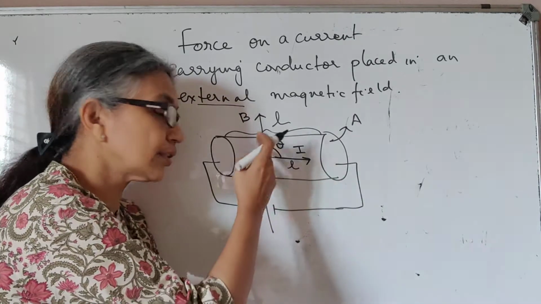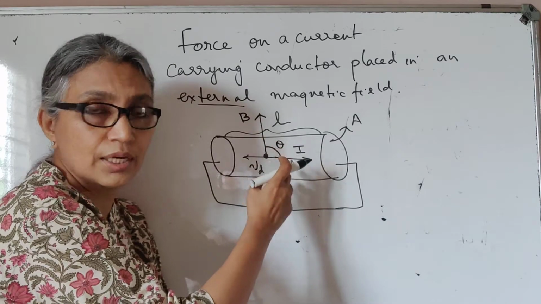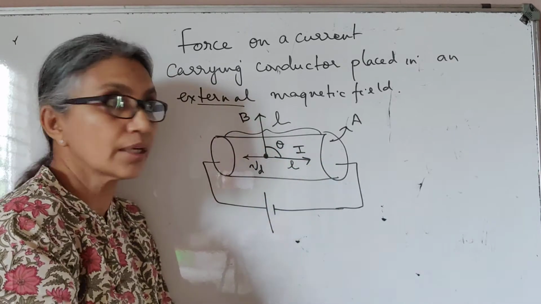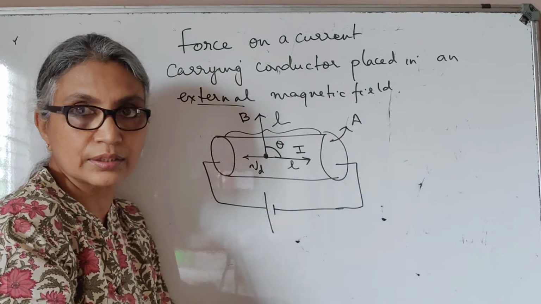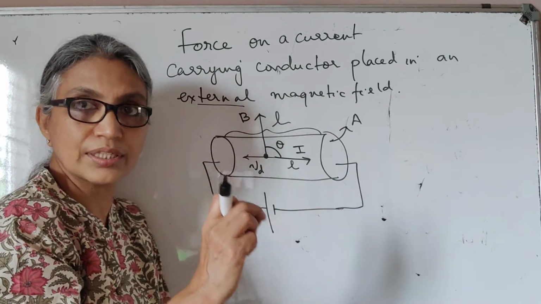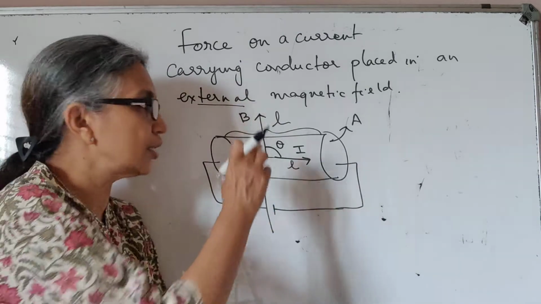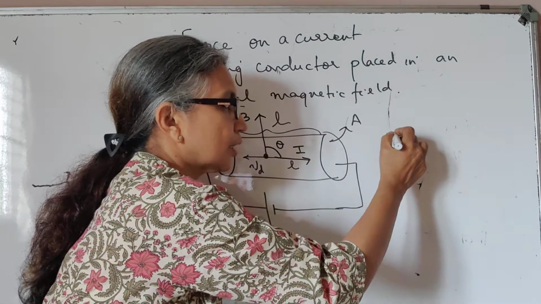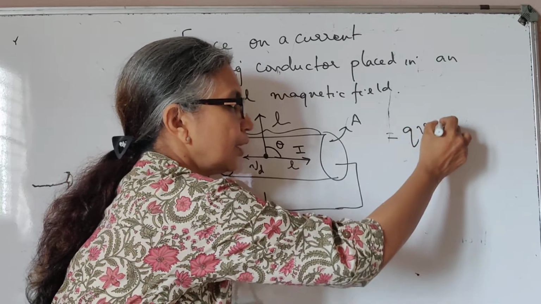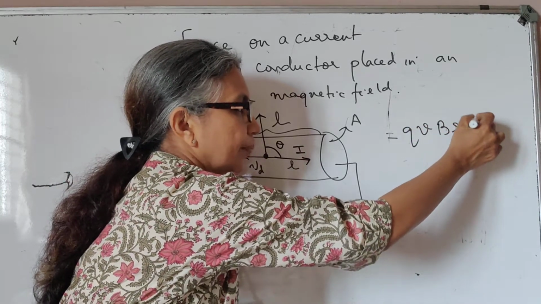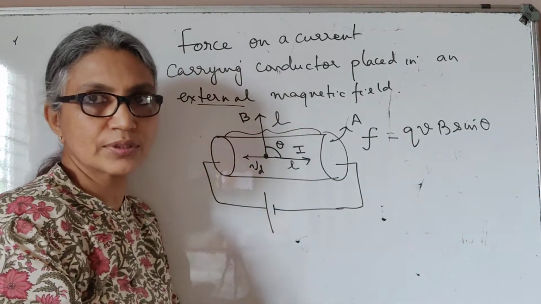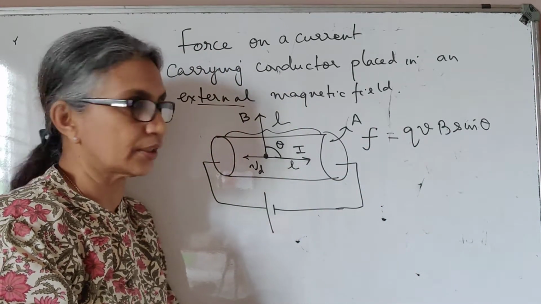Now this conductor has a lot of free electrons, and each of these free electrons is moving inside the magnetic field because we have placed the conductor in the magnetic field. So each electron is a charged particle moving inside the magnetic field, which will therefore experience a force given by QVB sine theta. Let me call this force small f. That is the force experienced by each charged particle.